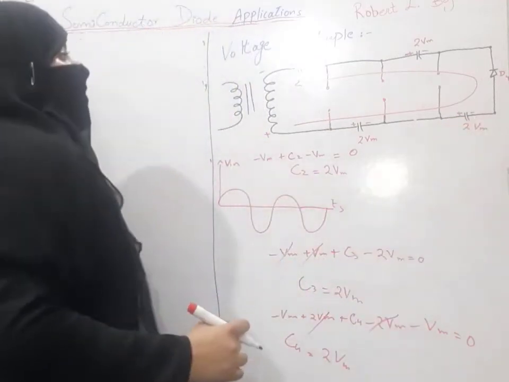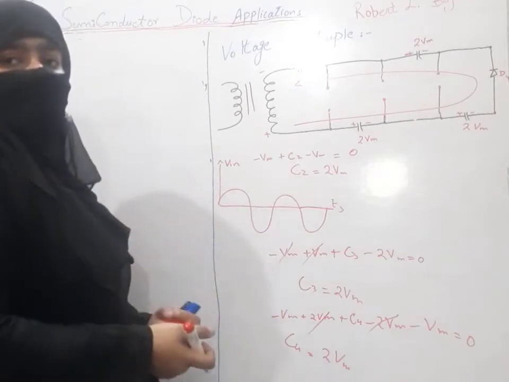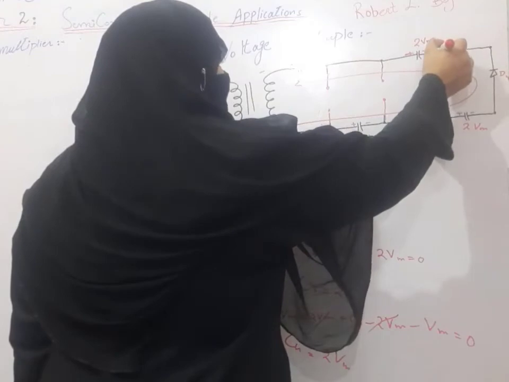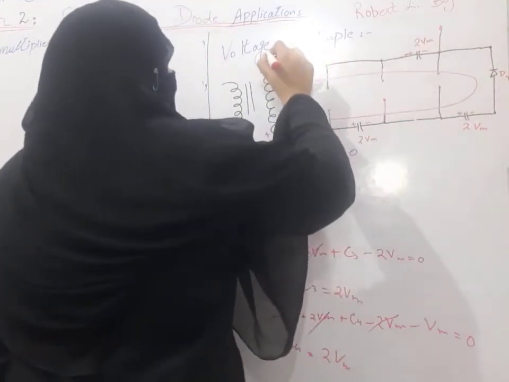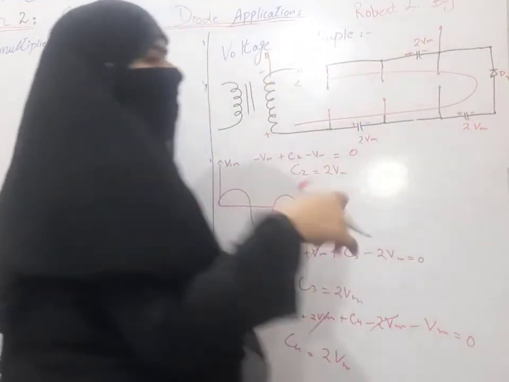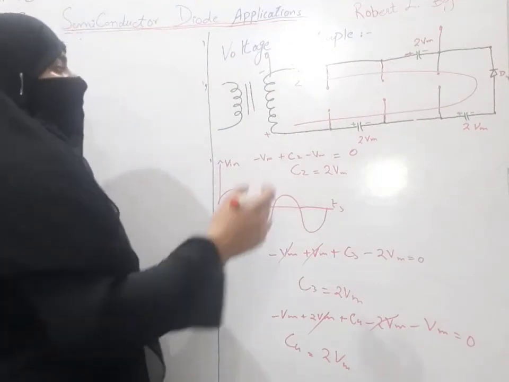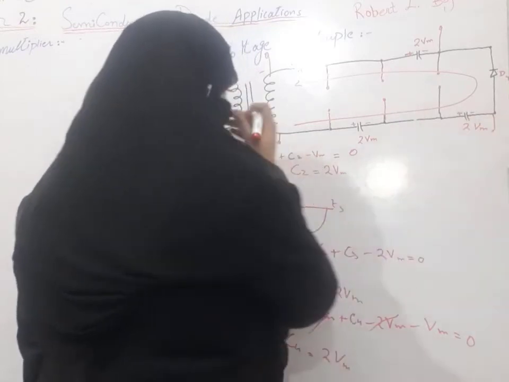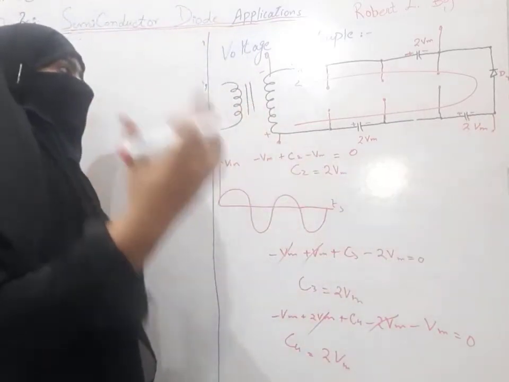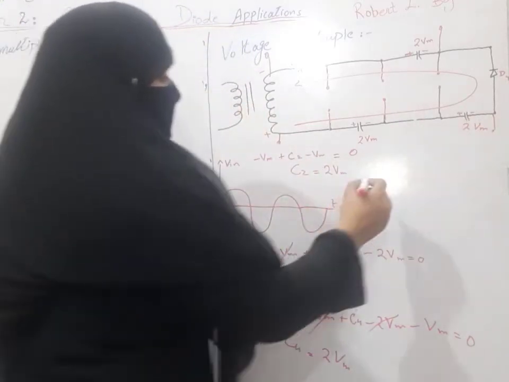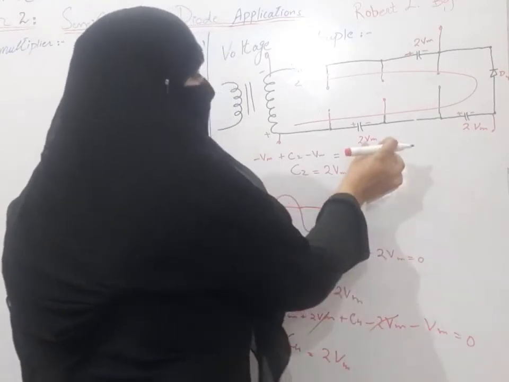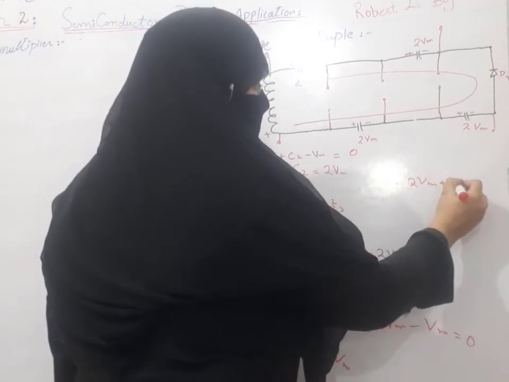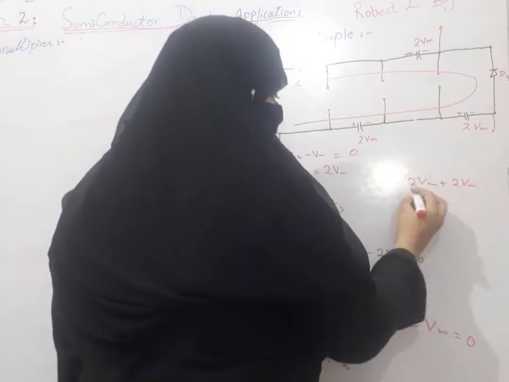Now the question is where we want to take our output. If we want to take our output at this point, then we will have a voltage tripler circuit. But if we want to take our output at this point, then our circuit will be a voltage quadrupler circuit, because V0 will be equal to 2Vm plus 2Vm, which is equal to 4Vm.